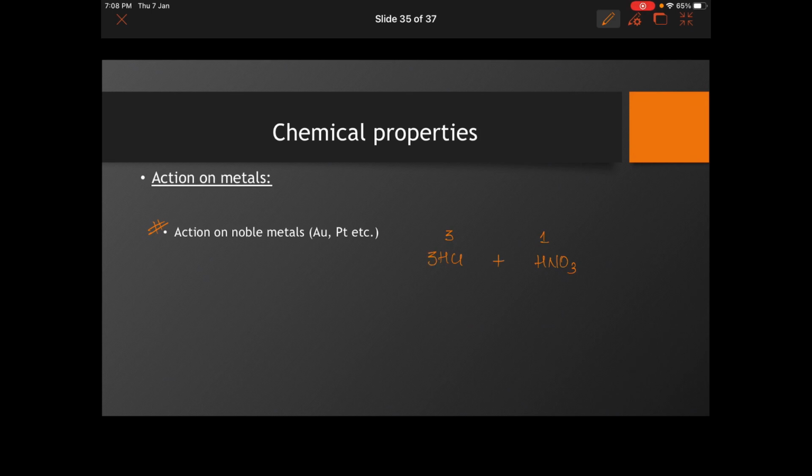So the ratio goes like 3 parts of HCl, 1 part of HNO3. There is something called NOCl, known as nitrosyl chloride. Nitrosyl chloride. With this, it releases H2O, and with this, it releases nascent chlorine.